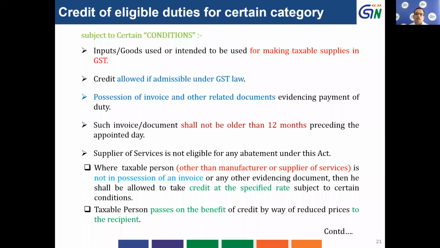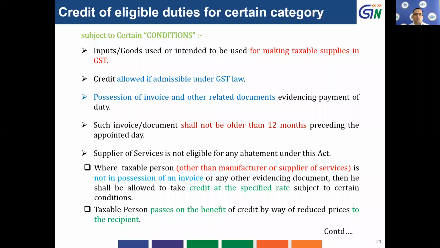So the conditions for availing credit under section 143 for the persons which we talked about in the last slide are that these inputs and goods are used for making, or intended to be used for making, taxable supplies in GST. So I should have an intention to use these goods for making taxable supplies in GST. Then the goods on which I am taking credit should be allowable and admissible under GST law. Then the third point is that he should be in possession of invoice or other related documents evidencing payment of duty. So I will just briefly touch on this.